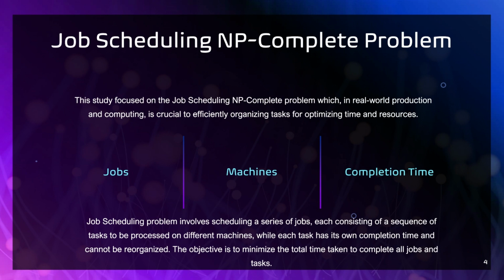Job scheduling problems involve scheduling a series of jobs, each consisting of a sequence of tasks to be processed on different machines, while each task has its own completion time and cannot be reorganized. The objective is to minimize the total time taken to complete all jobs and tasks.